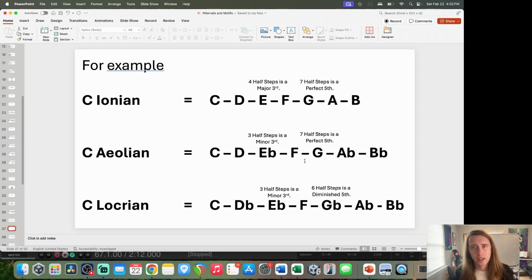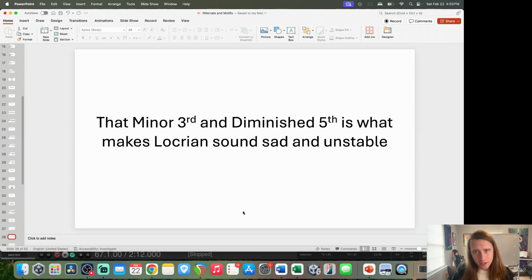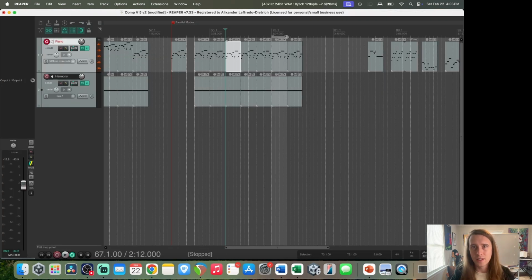Well, the Locrian is very interesting because it has a minor third, but also has a diminished fifth. So we know that major sounds happy, perfect sounds stable, minor sounds sad, but diminished, remember, sounds unstable. So that minor third and diminished fifth is what makes the Locrian sound sad and unstable. Here's what it sounds like. Whew. Totally different compared to the other ones. That diminished fifth really stands out.